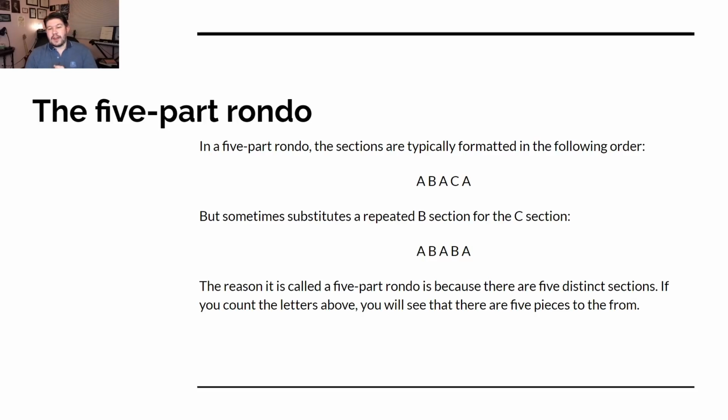The reason that it's called a 5-part rondo is if you look up there, it has 5 distinct sections, and if you count those letters up there in each of those different formats, you're going to see that there are 5 pieces. There are A's, and then there are 2 other letters, which is what's going to give it that 5 parts. Because 3 plus 2 is 5.